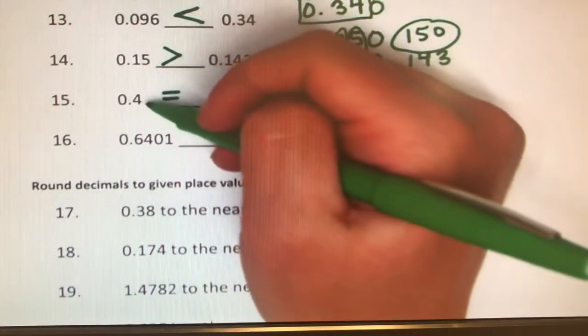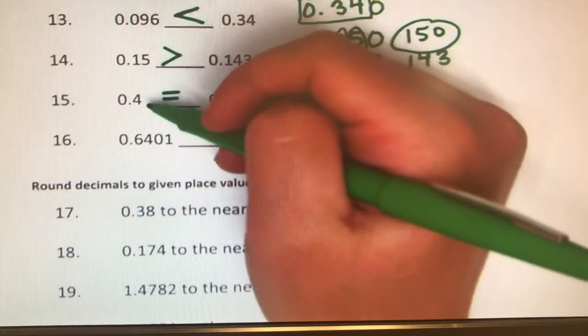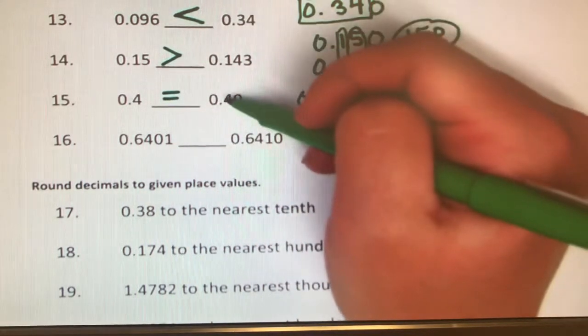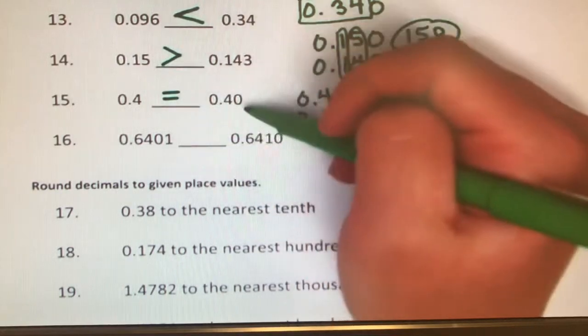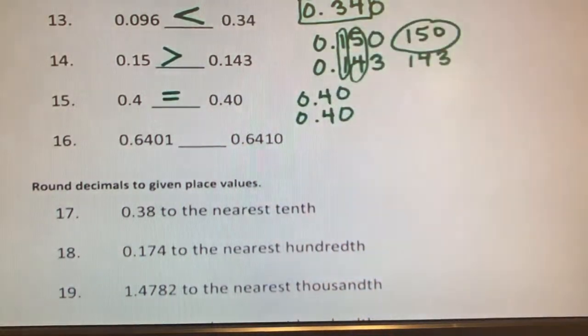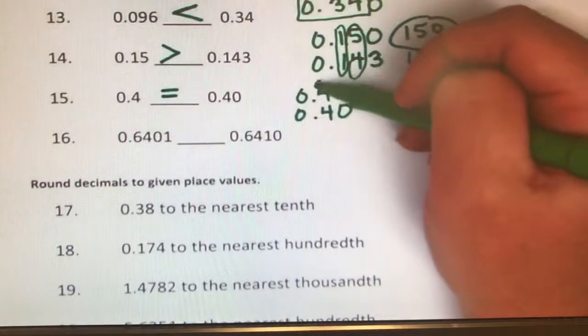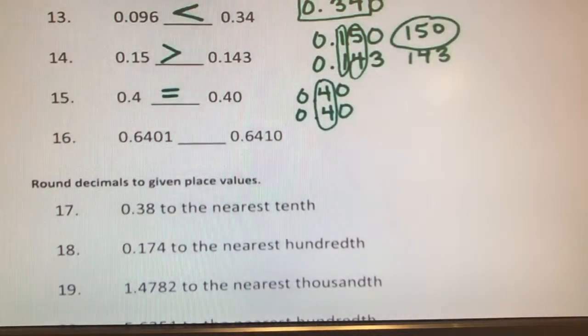So think about it this way. 0.4 is like if you have 4 dimes, which is 40 cents, right? Or 40 hundredths is like if you have 40 pennies. Well, 4 dimes is the same thing as 40 pennies, right? It's just 2 different ways to write it. But again, when we compare the place values, they have the exact same digits in the same places.